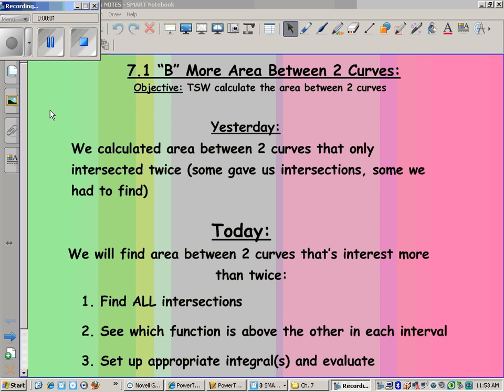Okay, so yesterday, or 3 minutes ago, we calculated the area between two curves that intersected twice, right? If they didn't tell us where they intersected, we had to find the intersection, they intersected twice, right? So sometimes they gave it to us, and sometimes we had to find it. And how did we find it? Setting them equal to each other.